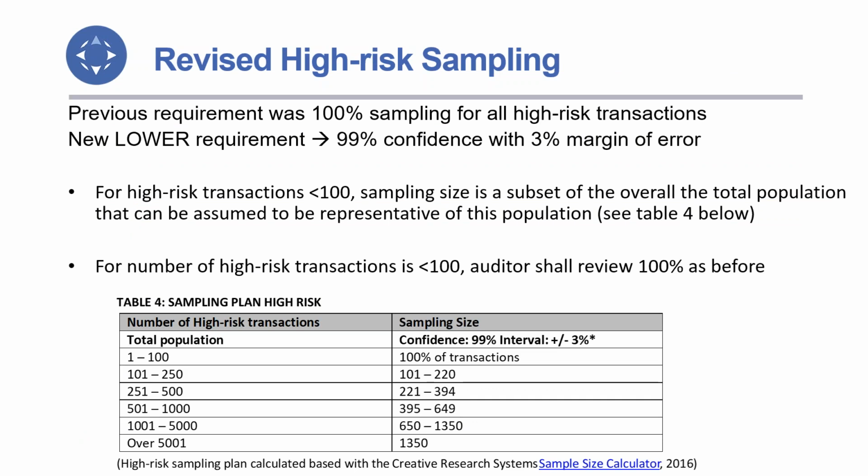Now, specifically on the updates to the high-risk sampling approach. So in the past, there was a requirement that 100% of sampling for all high-risk transactions had to be looked at.